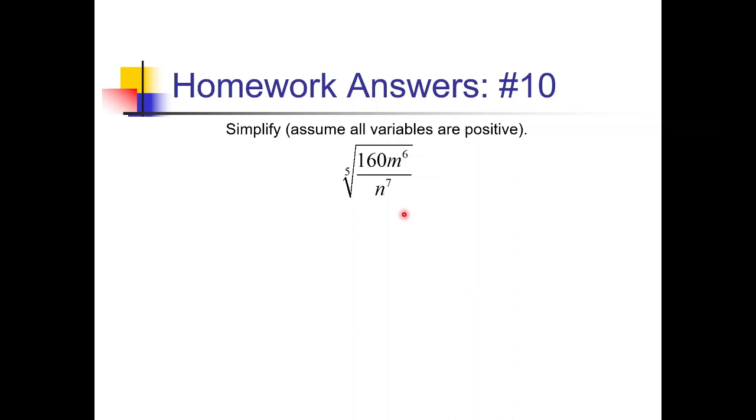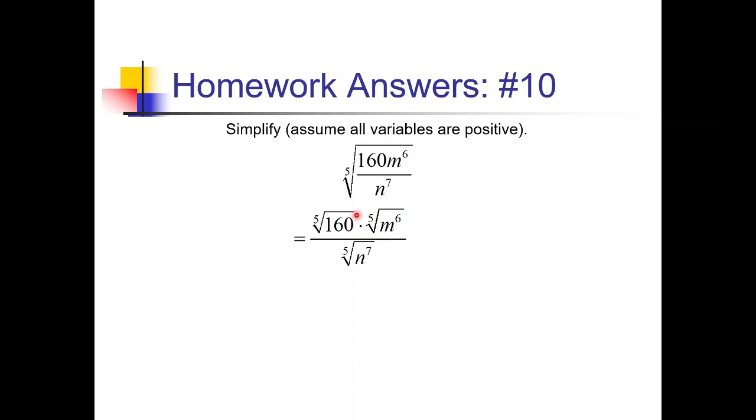This problem is going to take a little bit of work here. One of my issues is that I have a fraction inside a radical, so I'm going to have to split that up. While I'm splitting things up, I'm also going to split up the 160 and the m to the 6th. So 160, m to the 6th, n to the 7, they're all going to get their own personal fifth root. Lucky them.